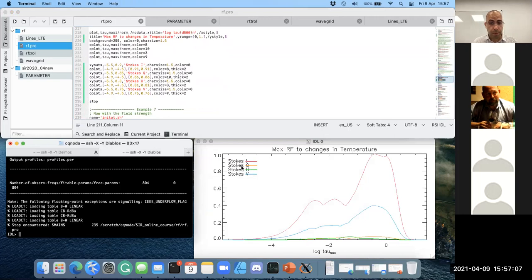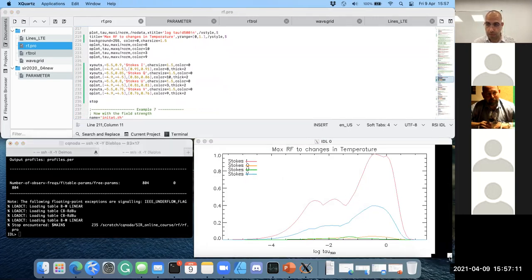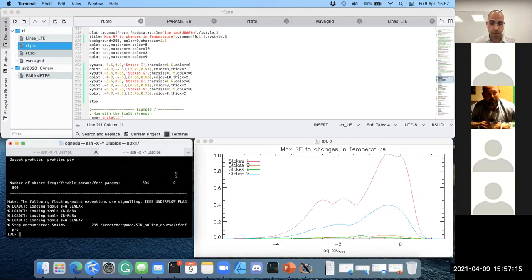So in this case it is temperature. Okay, just let me try to make this bigger. Okay, it's a nice plot. Stokes I is red, Stokes Q is orange, Stokes U is green, and Stokes V is blue. And the idea is, when you compute this maximum for all wavelengths and at different optical depths, this is what you get.